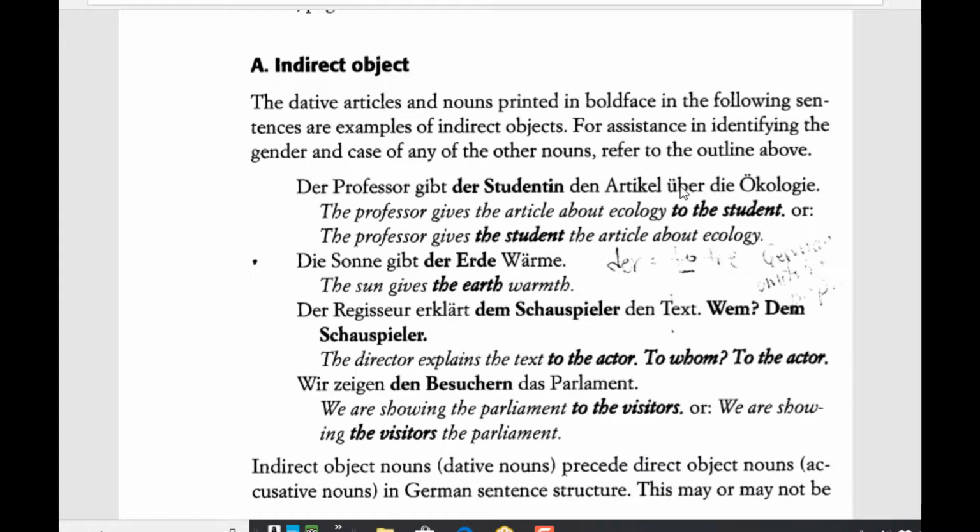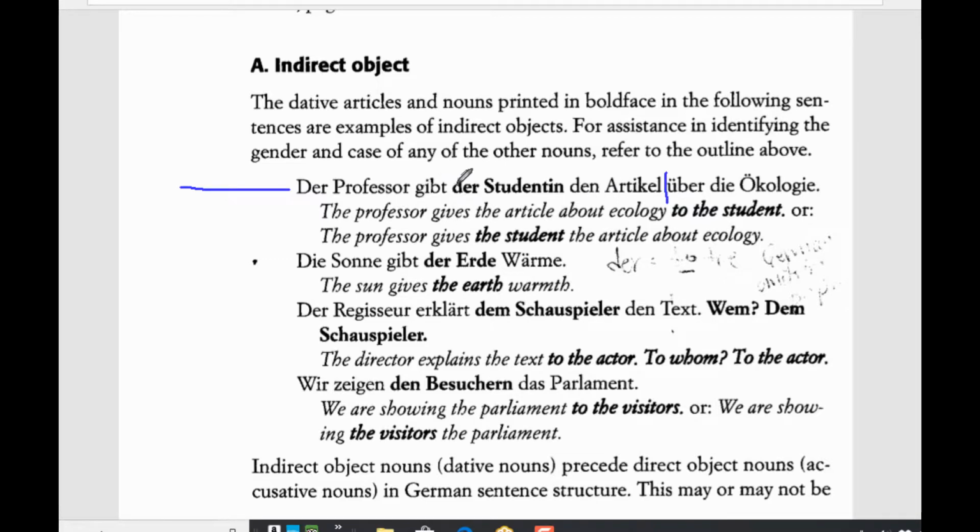As I read the sentence out loud, Matthew, if you'd be willing to repeat after me. And then also, as he repeats the sentence, please read aloud with him so you get a sense of the flow of the sentence and also some practice in pronunciation. Okay, let's read this first one. Der Professor gibt der Studentin den Artikel. Everybody? Der Professor gibt der Studentin den Artikel.